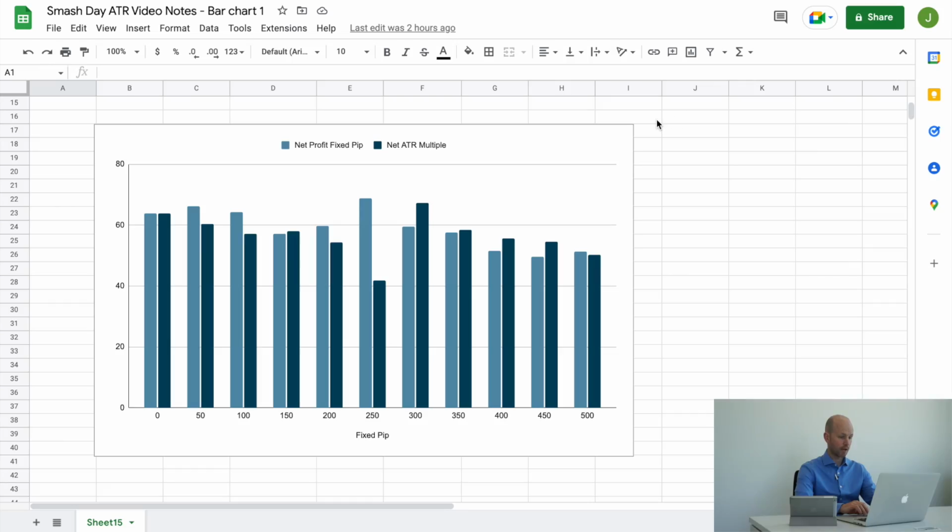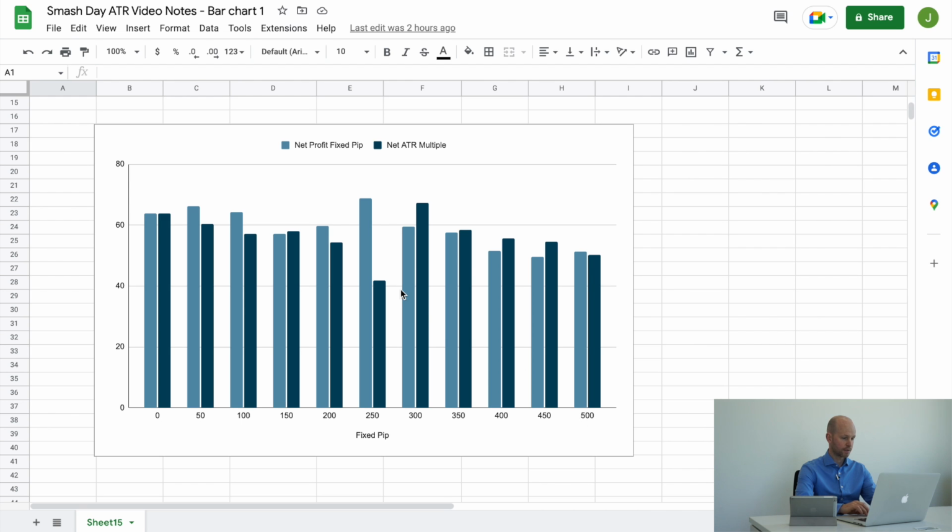I've created a bar chart for you, and you can see that the lighter colour blue bars are using the fixed pip stop loss, and the darker ones are using the ATR. Along the bottom, 0 is using no stop loss at all. 50 is equivalent to 50 pips, but it's also equivalent to 0.5 ATR. 100 pips or 1 ATR, all the way through to 500 or 5 ATR.